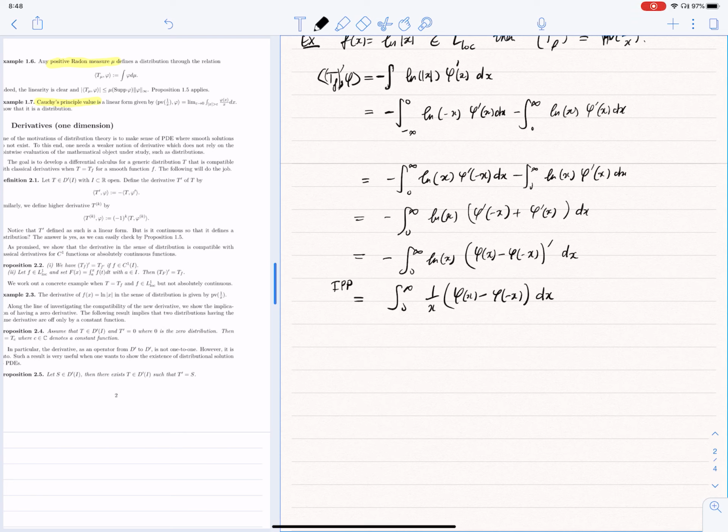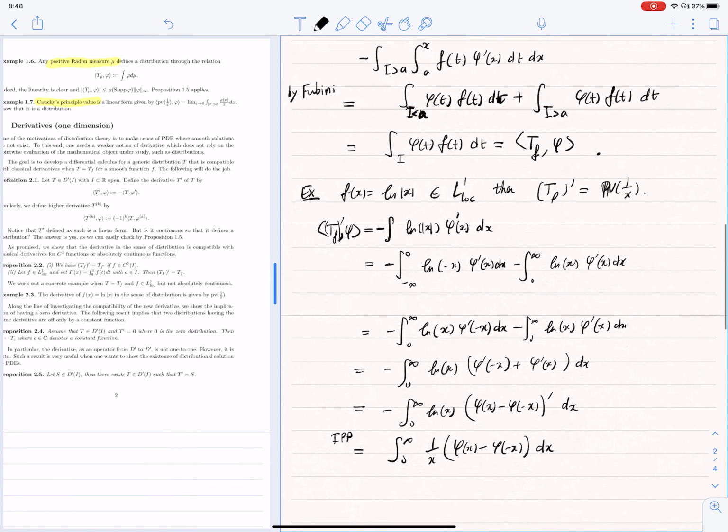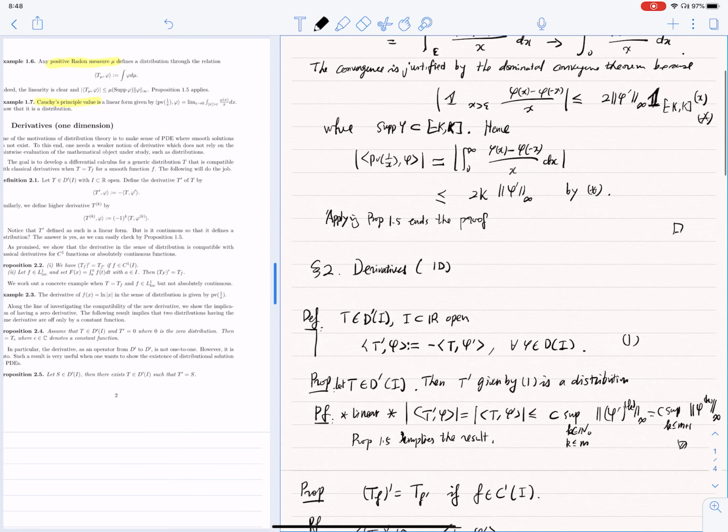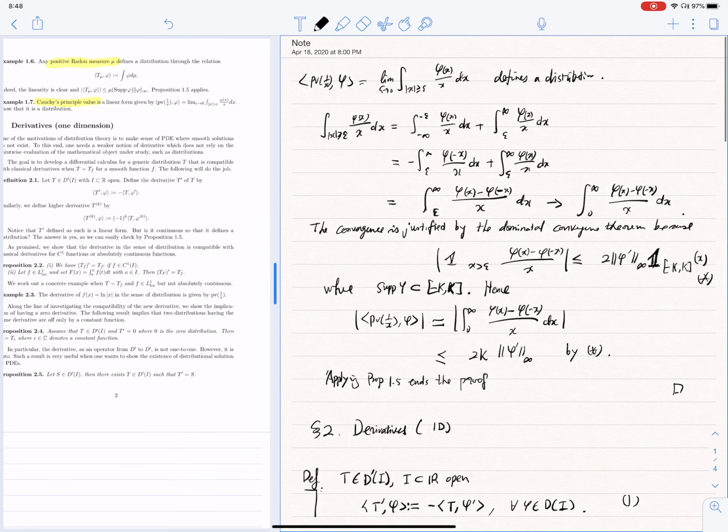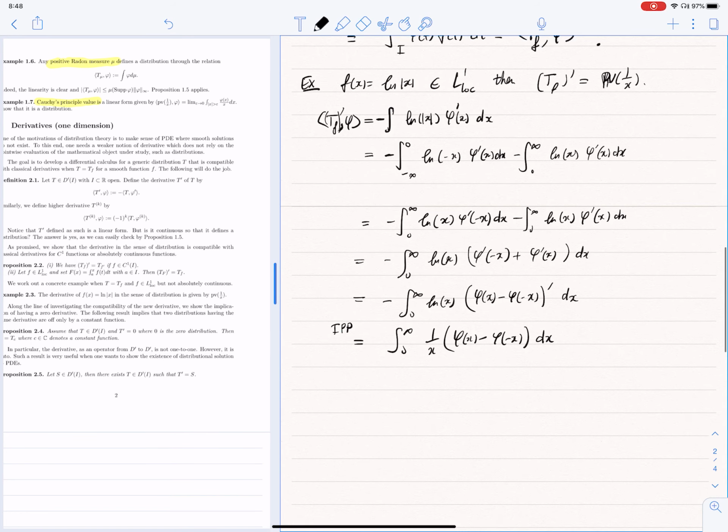Okay. And we're done, because this is exactly the form of Cauchy's principal value that we computed before in here, right? So this gives the Cauchy's principal value of 1 over x applied to a generic test function. And just finish the exercise.